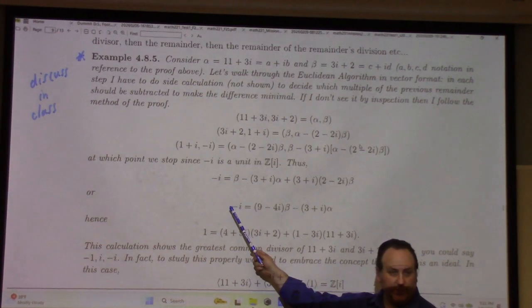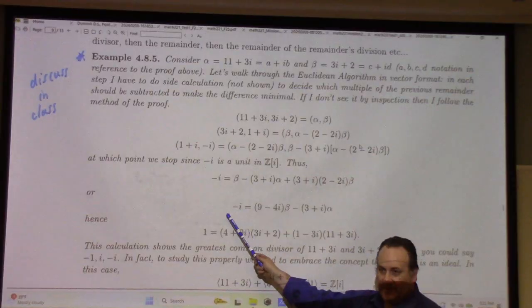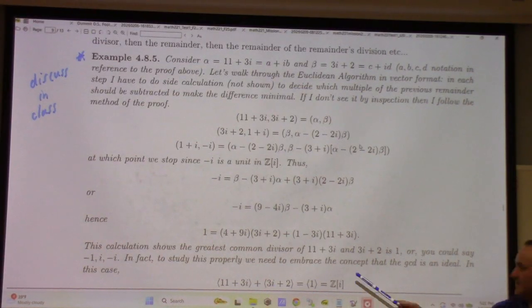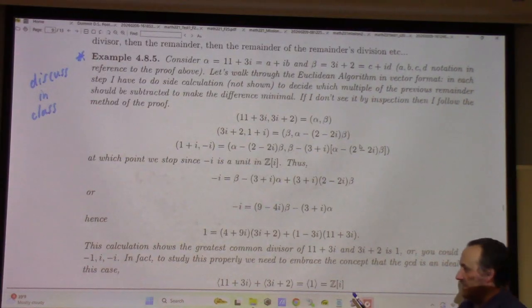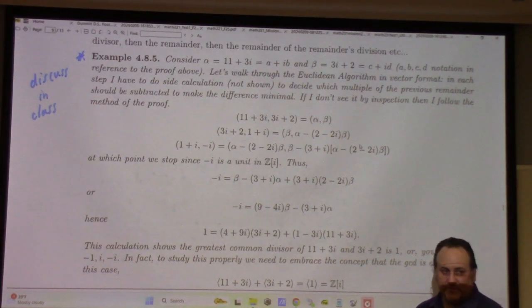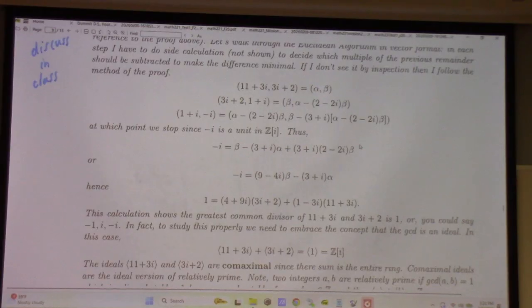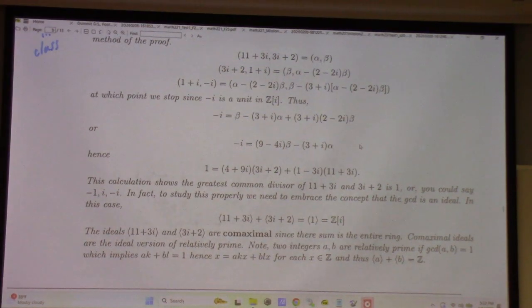And of course, you can reformulate this to give you back 1. You want to get 1, we'll just multiply this by i, and out pops that. So the greatest common divisor of 11 plus 3i and 3i plus 2 is 1. Or, as I say here, you could say minus 1 or minus i. So that means that this ideal and that ideal are what we say comaximal. They're comaximal ideals in the ring, in the Gaussian integers, and the sum of them is the whole ring.